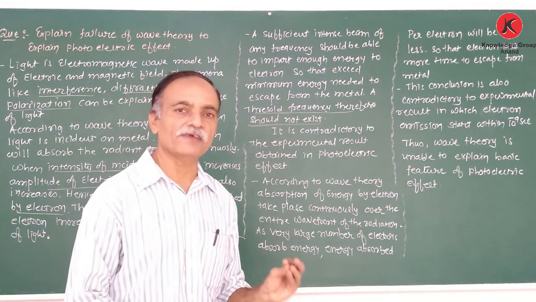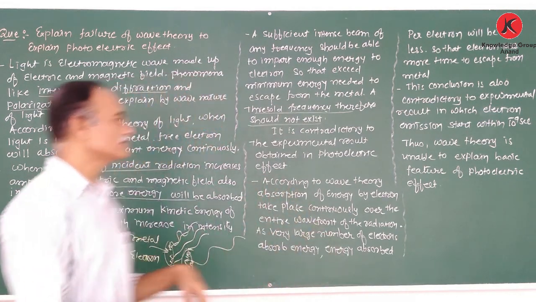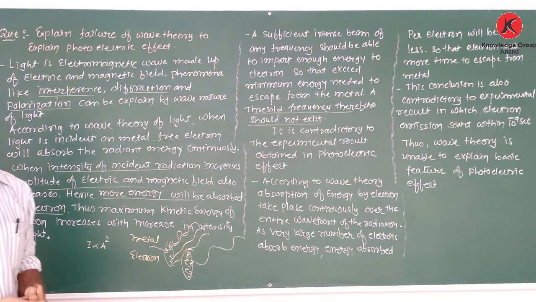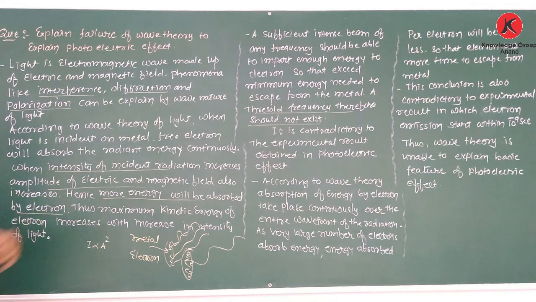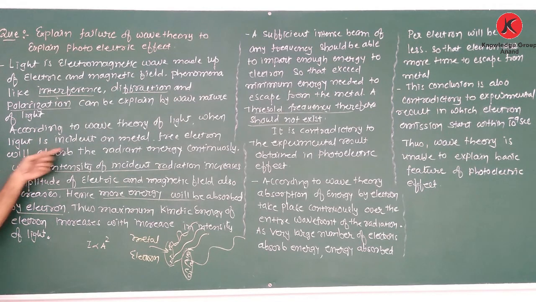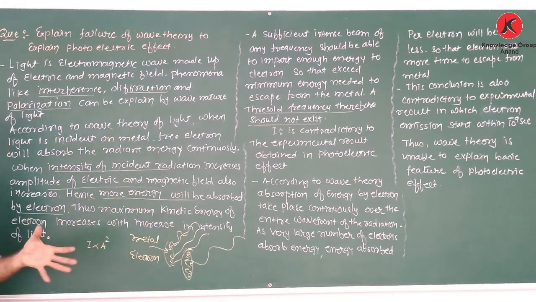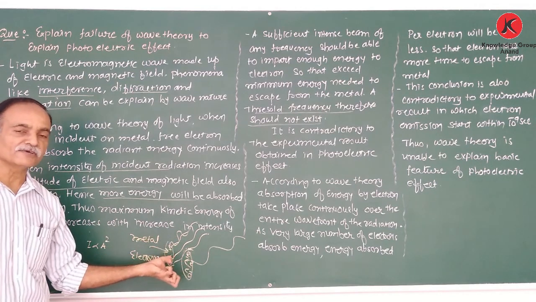Explain the failure of the wave theory to explain the photoelectric effect. We start from this: we consider light as electromagnetic waves made up of electric and magnetic fields. Phenomena like interference, diffraction and polarization can be explained by the wave nature of light. According to the wave theory of light, when light is incident on a metal, the free electron will absorb the radiant energy continuously. Because the light is continuously incident, the electron on the surface of the metal continuously absorbs this energy.